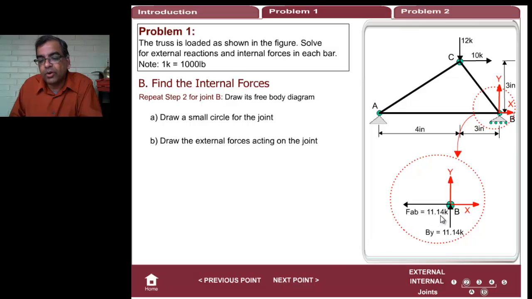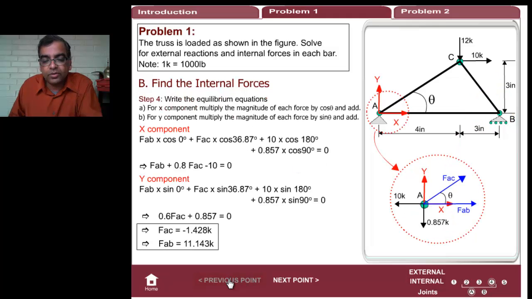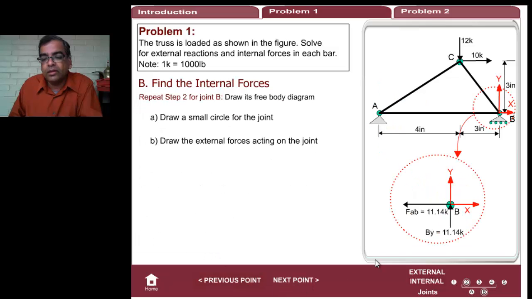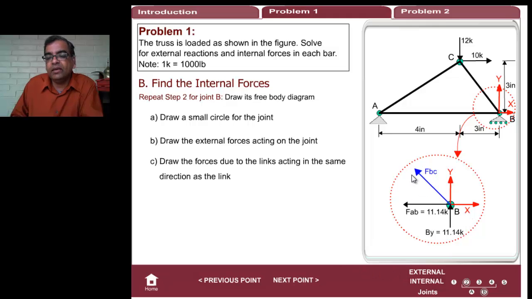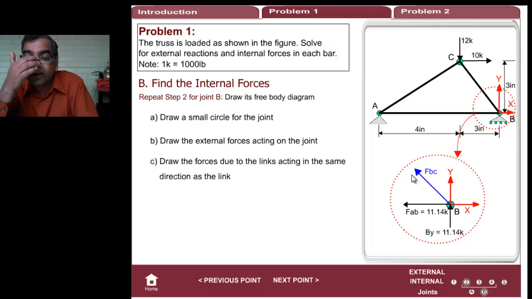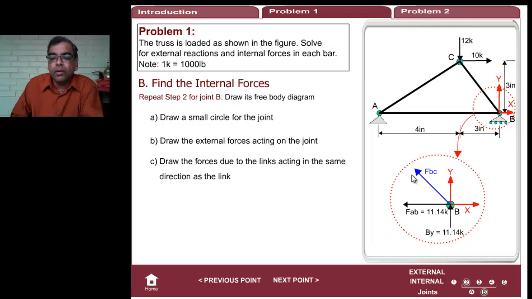FAB was 11.14K. Where did I get that? From my previous calculation. There, FAB was 11.143. That's what I've used there. Notice I've flipped the arrow but not the value. BY is 11.14K, and then I have FBC along that. Notice I have only one unknown in this equation, so I really need to set up only one equation. But we are going to do it in a completely systematic way.